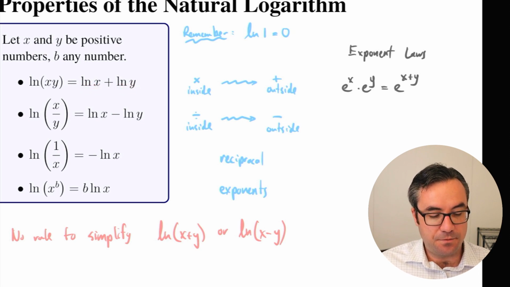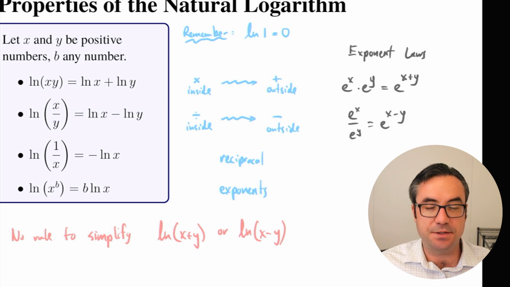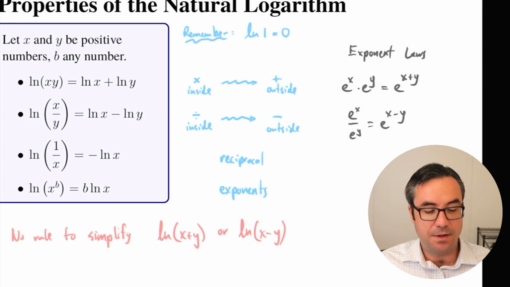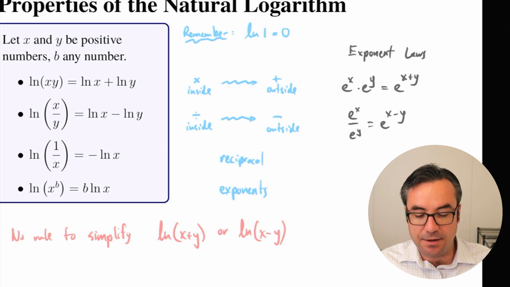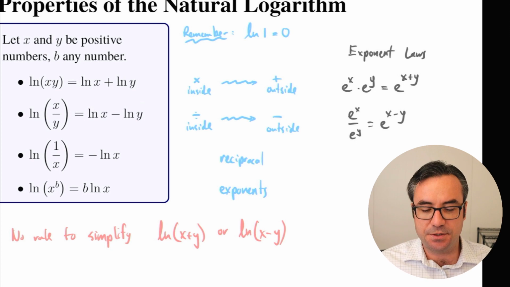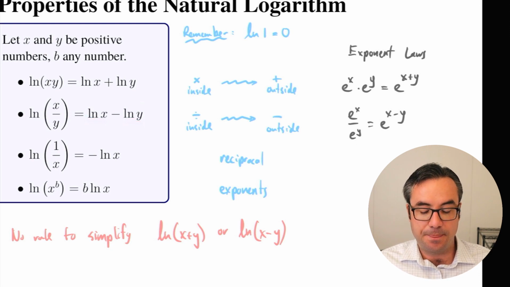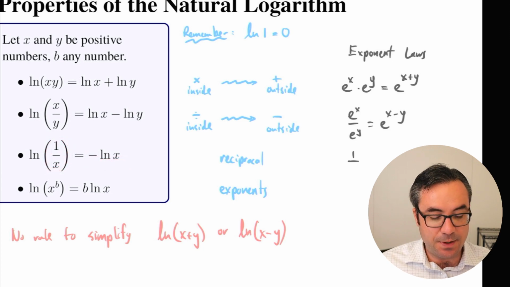For the fraction one, if we have e to the x over e to the y, well, we subtract the exponents. So that was our exponent law that we've seen before, and that's precisely what we're seeing. Again, think of natural log x and natural log y as just fancy exponents, and we're just subtracting them.